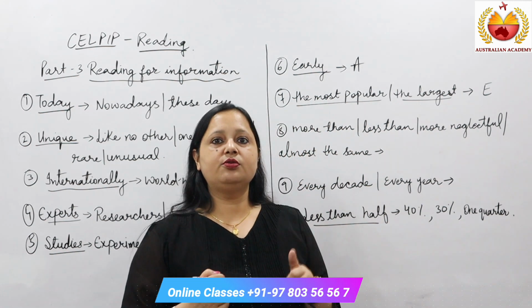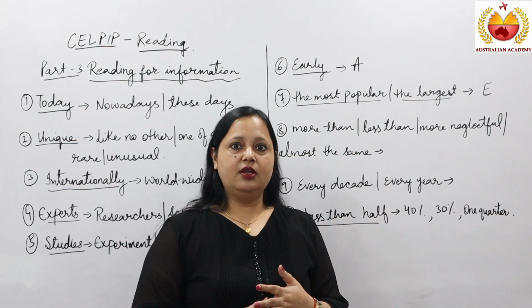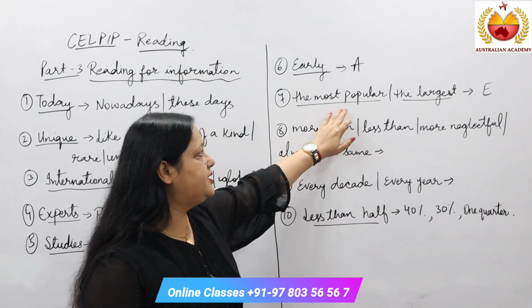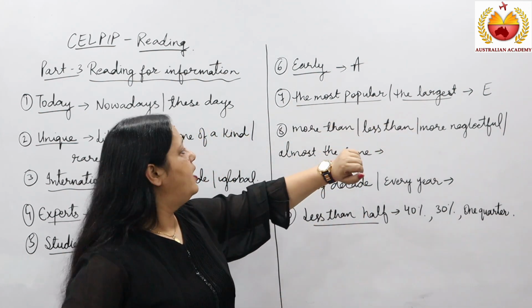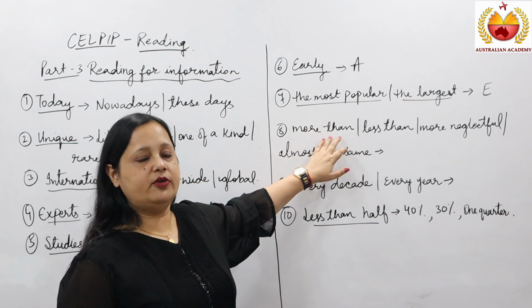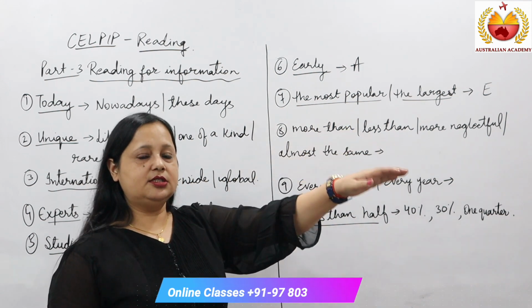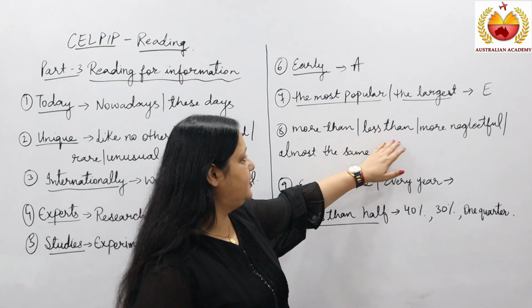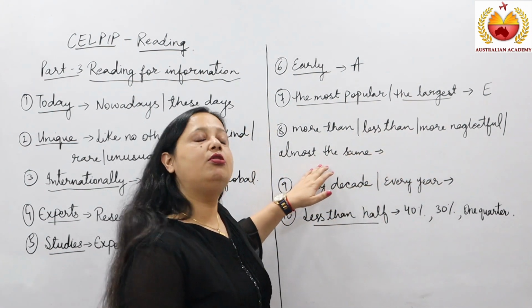Just to confuse the students, they don't give the same information. So 99% the answer with this keyword would be E. Another thing is more than. If there is a comparison, he scored more than the other one. Less than, more neglectful, almost the same.